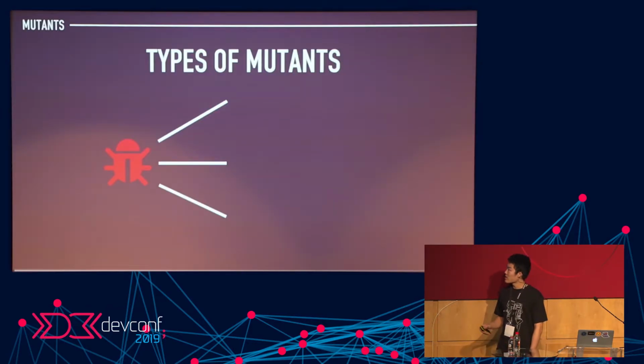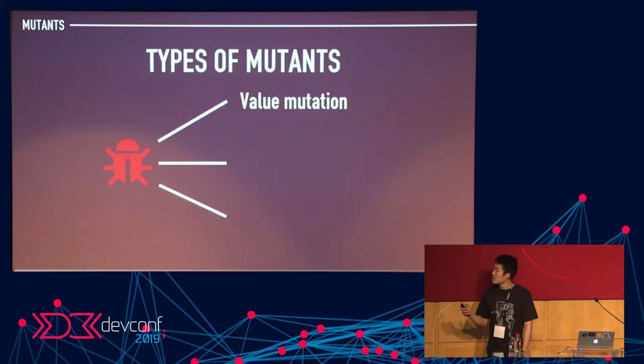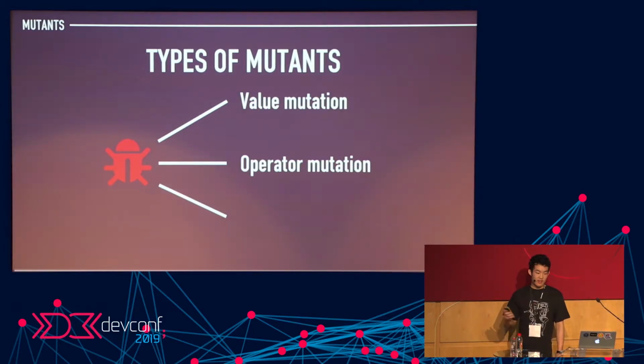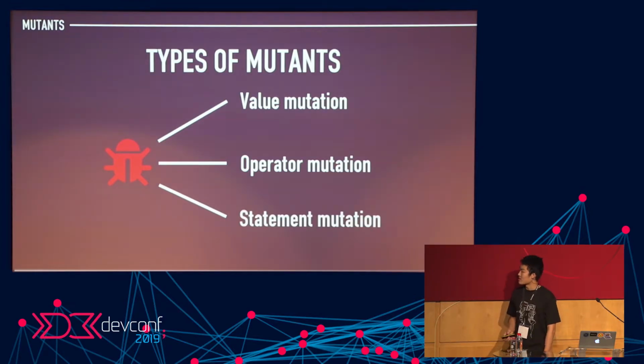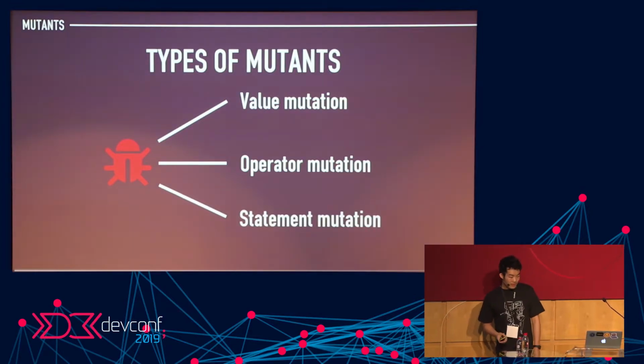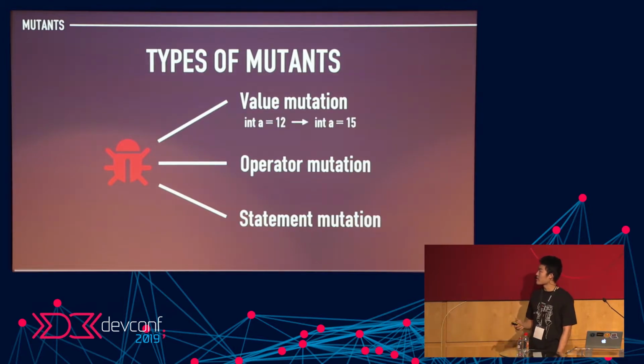There are generally 3 types of mutants. 1, those that mutate a value. 2, those that mutate an operator, and 3, those that mutate a statement. Value mutations are pretty straightforward, as I've already mentioned before, for example, just changing an absolute value.